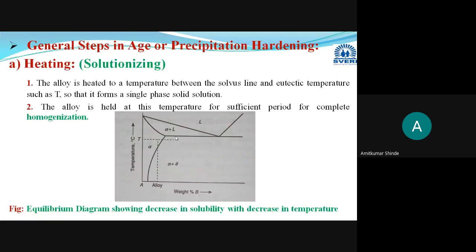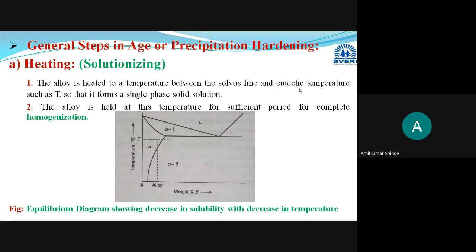Sometimes we use the artificial aging process, meaning we first heat the alloy, then cool it, and after that we provide some time. Due to that, some changes in its microstructure happen and hardening takes place. In the artificial aging process, there are three important steps. The first step is the heating step.